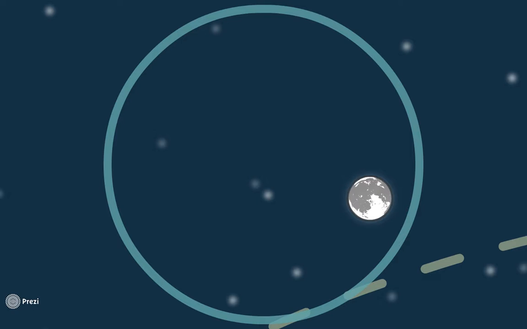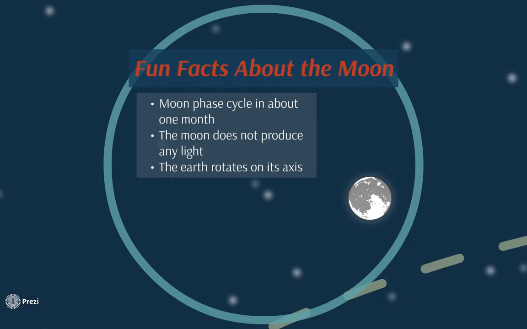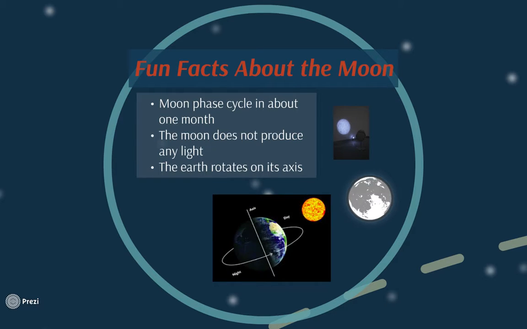Some fun facts about the moon include that the moon goes through a complete moon phase cycle in about 1 month, which is what we discussed on the previous slide. The moon does not produce any light, it merely reflects light from the sun like a mirror. As you can see in the image to the right, there is a mirror reflecting the moon. The Earth rotates on its axis, a full circle, in about 24 hours, which is what you can see in the photo below.